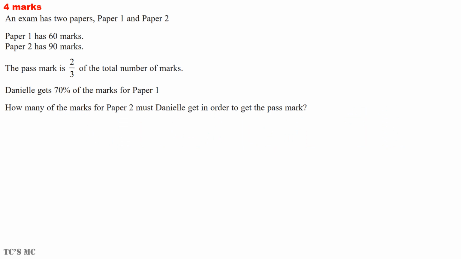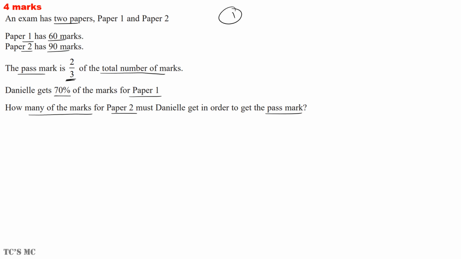An exam has 2 papers, paper 1 and paper 2. Paper 1 has 60 marks. Paper 2 has 90 marks. The pass mark is 2/3 of the total number of marks. Danielle gets 70% of the marks for paper 1. How many of the marks for paper 2 must Danielle get in order to get the pass mark?